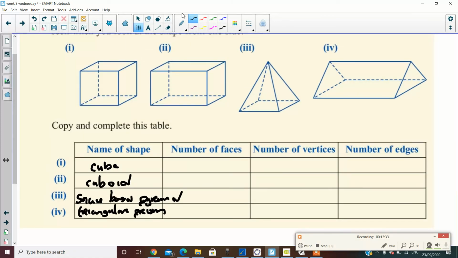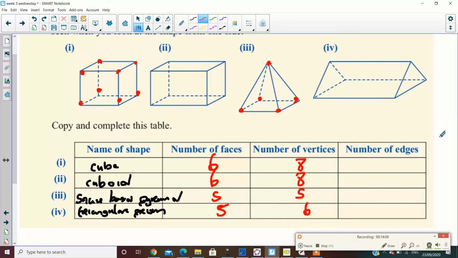Number of faces, guys, on each one. 6 for these guys. What about the square base pyramid? 5. Triangular prism? 5 as well. Number of vertices on this guy. Is it 8? And the box will be the same, won't it? So 8, 8. Now what about this one? 5, yeah. And the next one?